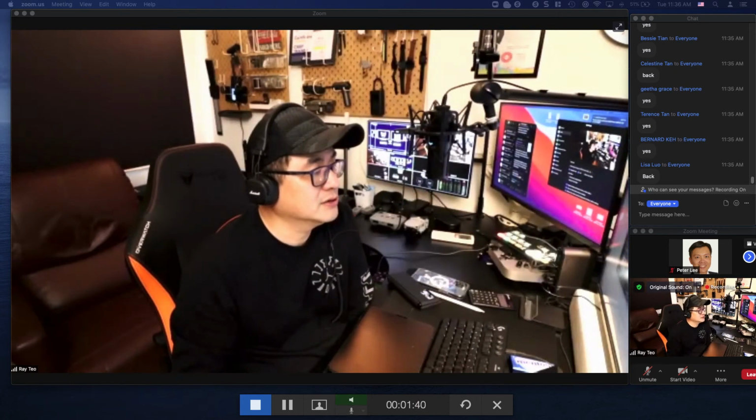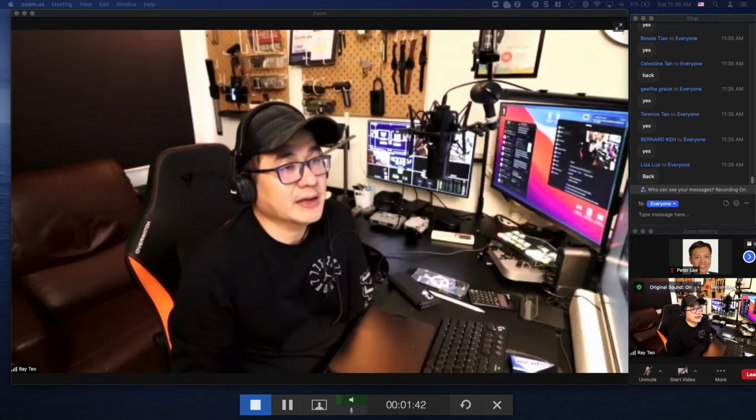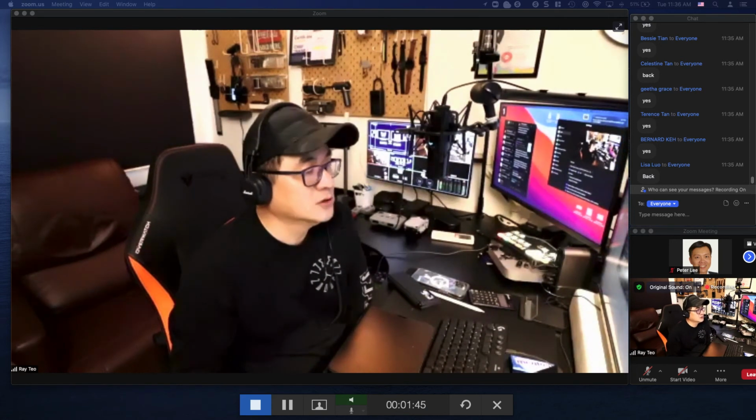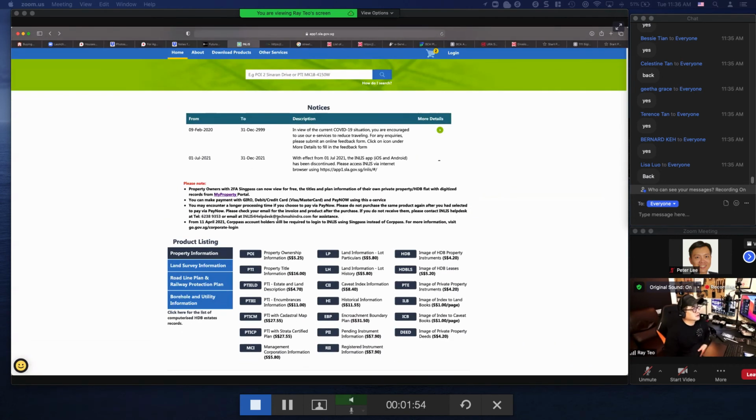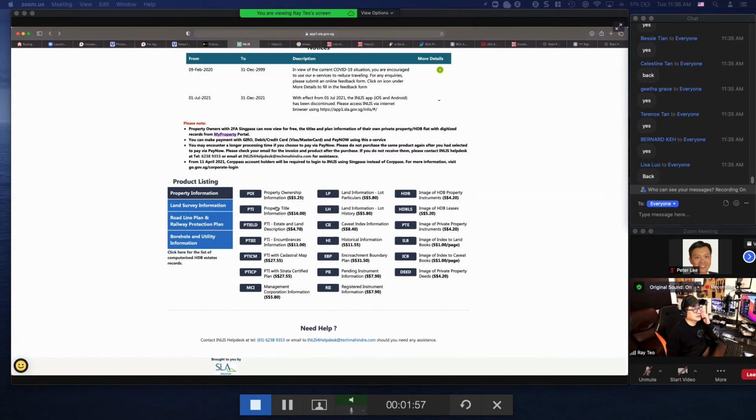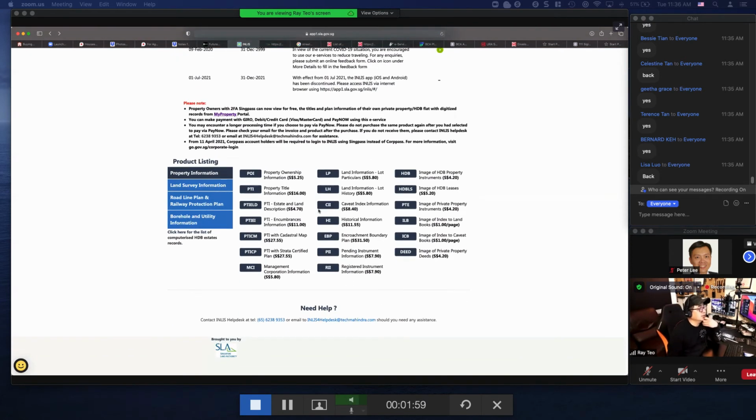Okay, I hope everyone is back. I'm going to do additional sharing again. Here is the proper way to use this for landed properties. Most of the time you're looking for property ownership information. This is a must for every transaction you do, whether it's rental or sale: you need to do a property ownership check.